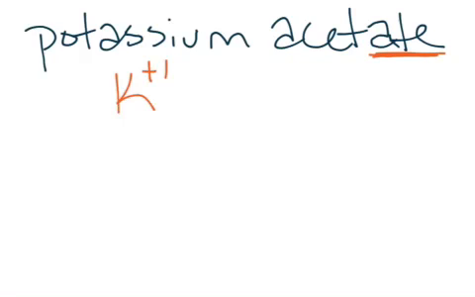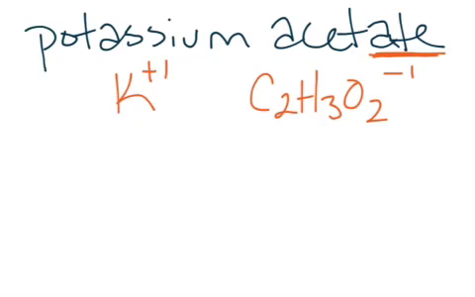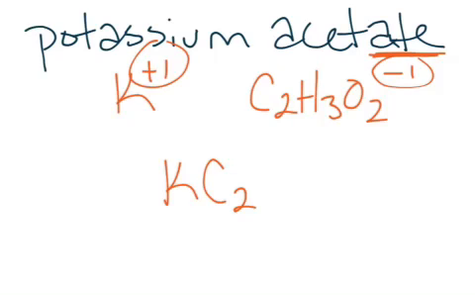So you can use that unusual name to remind you that you need to think of one of those 7 polyatomic ions. Acetate is the one that is C2H3O2, and it makes a -1 charge overall. So if we have a +1 and a -1, that means the identity of potassium acetate is KC2H3O2.